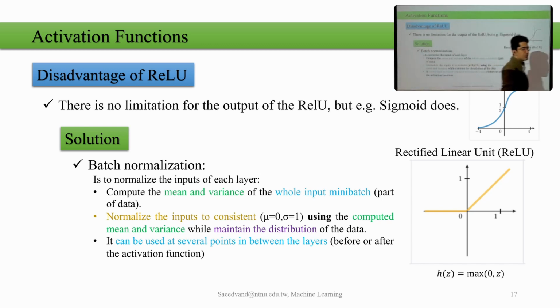Now the question, maybe from you guys, is: we say that here we can compute the mean and variance of the whole input mini batch. But mini batch A, mini batch B, mini batch C, the values can be different, right? Mean and variance, because the data are different. The mean and variance can be different. Is that a problem for us or no?